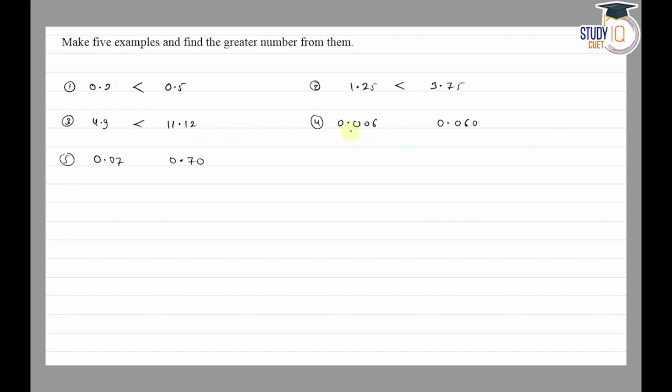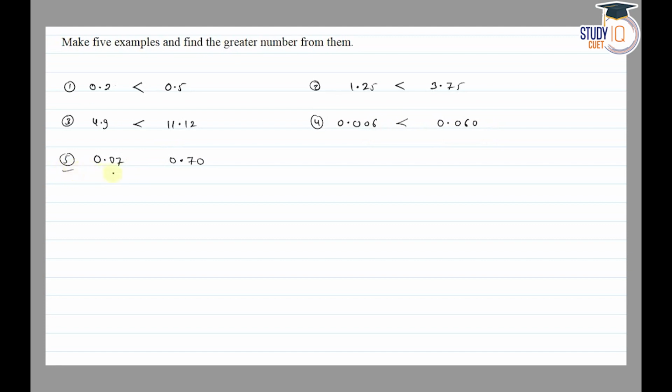Fourth 0.006 and 0.060. So whole part same is 0. We will check 10th place, both side 0. We will check 100th place, here 0 is there, here 6 is there. So 6 is greater than 0. So 0.006 is less than 0.060.